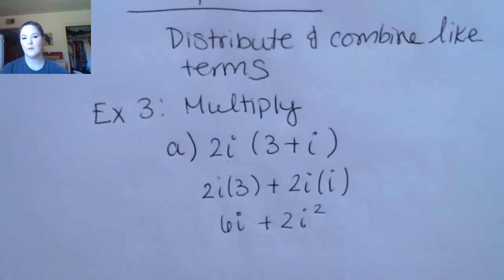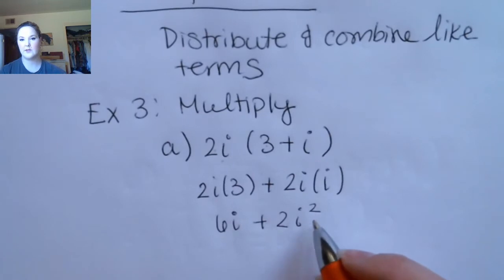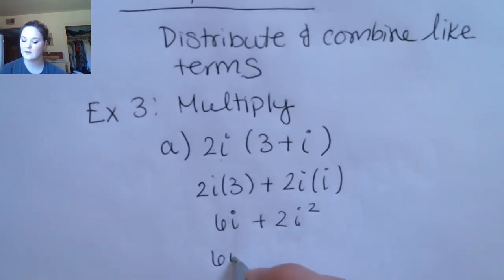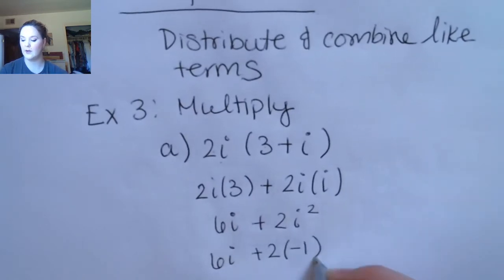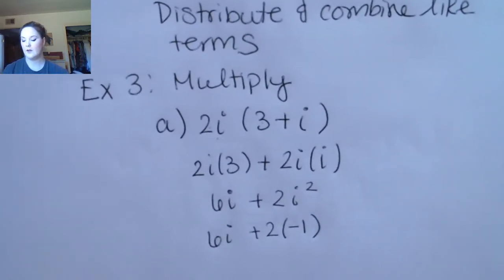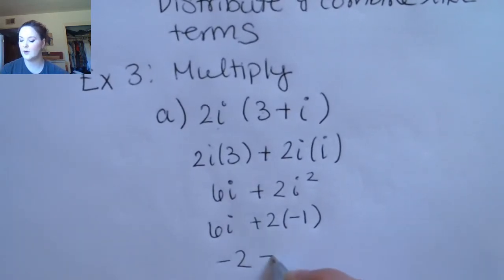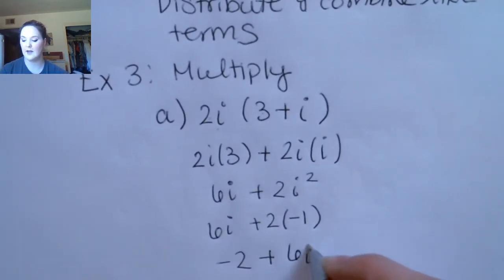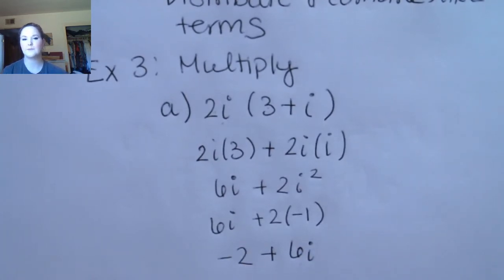Now remember the definition of i, right? i is a number so that i squared is -1. So we're going to replace this i squared with -1. So I would end up with my answer, -2, the real part, plus 6i. You can see I changed the order of the terms, and that's because for complex numbers you want the real part in the front and the imaginary part second.